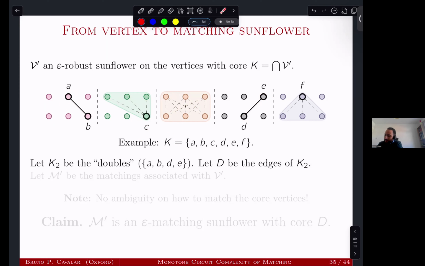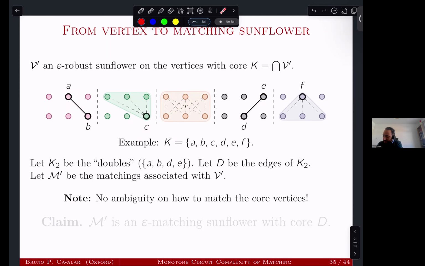So we take all the matchings that are associated with this sunflower, and what is interesting again is that there's no ambiguity on how to match the core vertices. What is going to be the core? We're going to take all the edges that appear in the core. Every block that has 2 vertices, we take these 2 vertices and put them in the core of our sunflower, or intended matching sunflower.